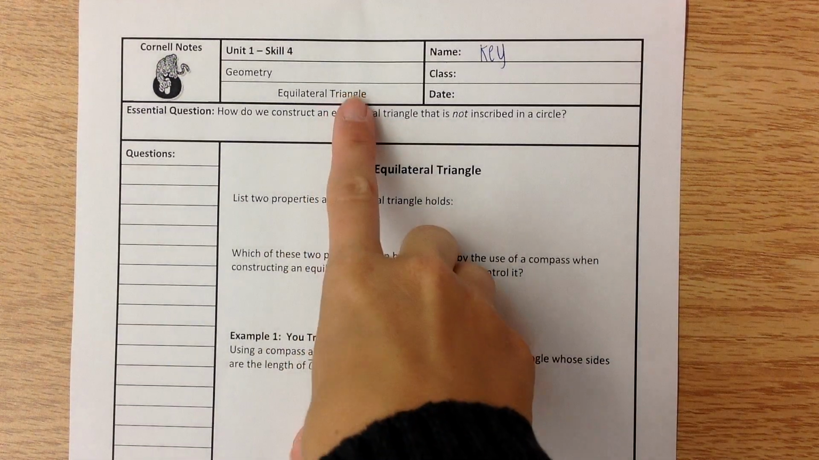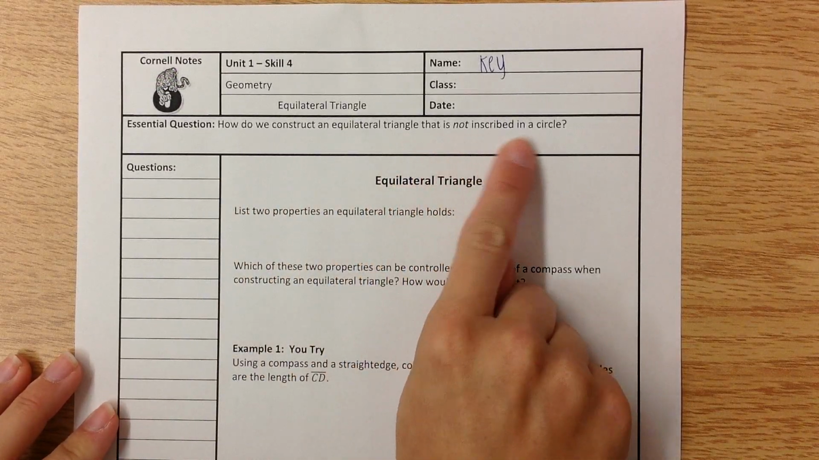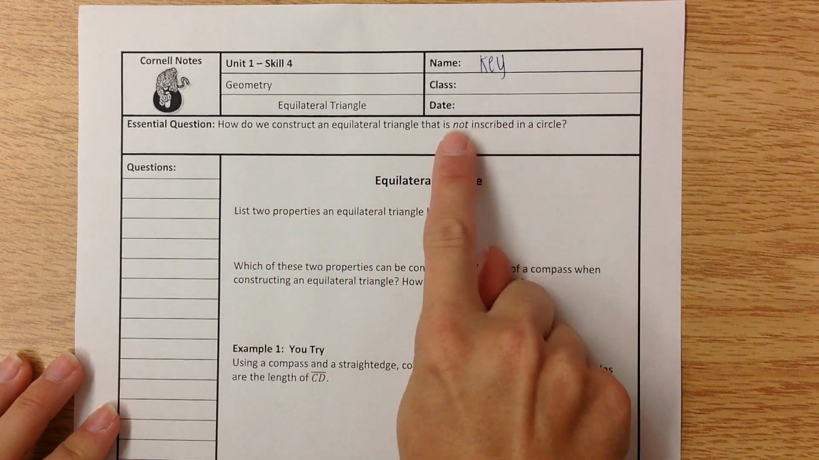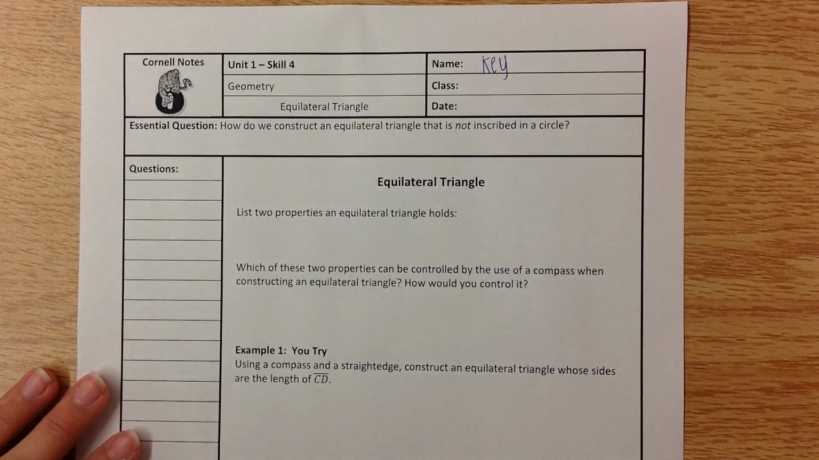We are looking at equilateral triangles. So it says, how do we construct an equilateral triangle that is not inscribed in a circle? We'll talk about being inscribed in a circle in a previous skill, but that's not this skill. So it says, list two properties an equilateral triangle holds.